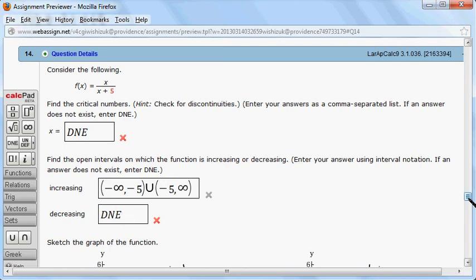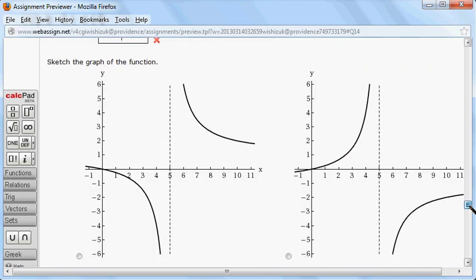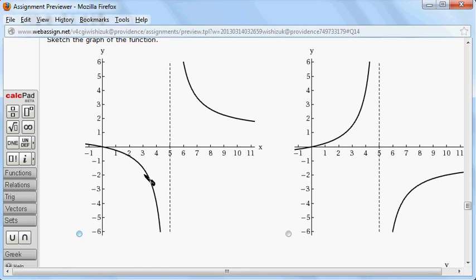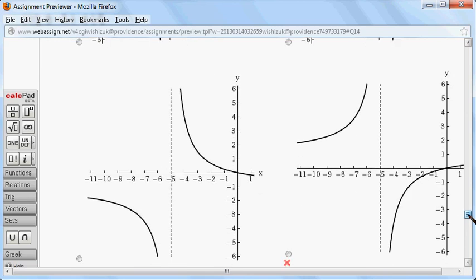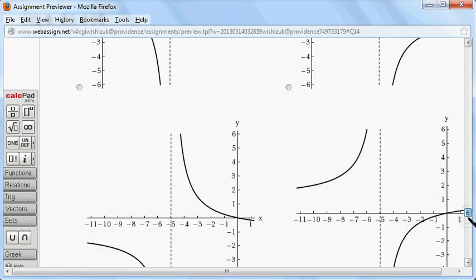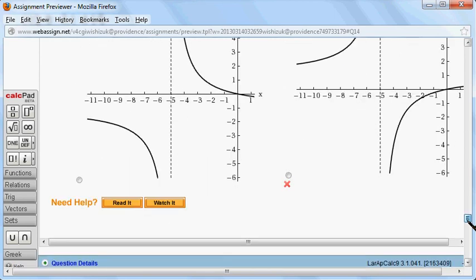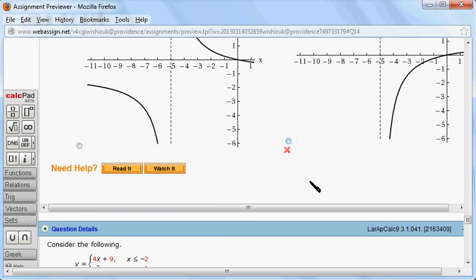And the graph is going to be, which is that. So let's see, this is decreasing, decreasing, increasing, increasing, but wrong vertical asymptote. And this one, right vertical asymptote, but it's decreasing, decreasing. Here, increasing, right vertical asymptote, and looks like the horizontal asymptote is correct too. So it's got to be this one right here.